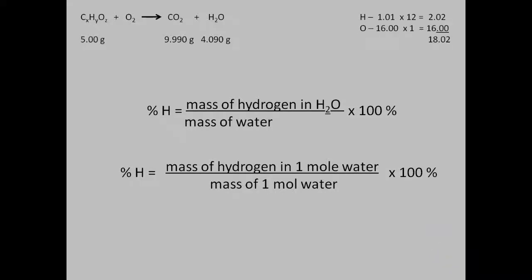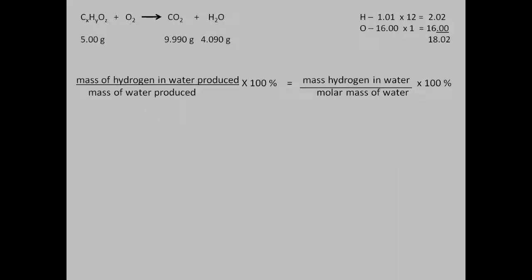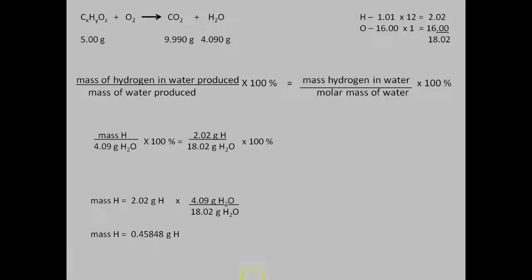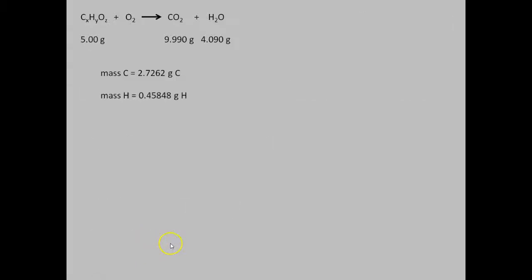So again, I'm just going to do a quick calculation over here. I'm going to determine my molar mass of water and my mass of hydrogen in 1 mole of water. Now, because the percent hydrogen is a constant value in water, I'll make these two equations equal to each other. I can substitute my known values in. I know my mass of water produced is 4 grams. I know my mass of hydrogen in 1 mole of water, and I know my molar mass of water. So now I'm just going to manipulate, and I can solve. I can see that my sample contains approximately 0.46 grams of hydrogen.